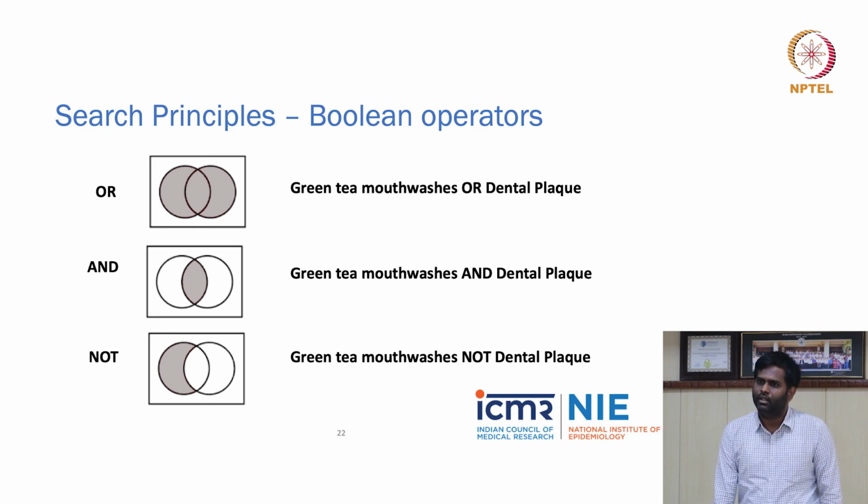The last part is the NOT function. I want to find articles about green tea mouthwashes, but not for the treatment of dental plaque; it is for some other purpose. I want to exclude articles which look at the utility of green tea mouthwashes on dental plaque. So what happens? It just removes the intersection part and then displays the results of those articles which contain information only about green tea mouthwashes and not dental plaque.